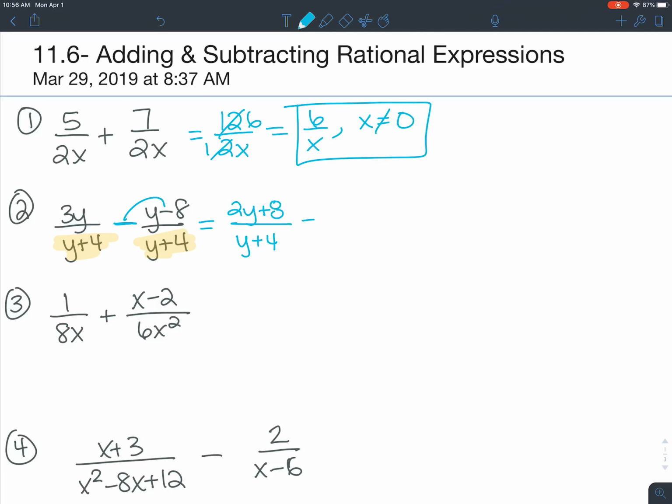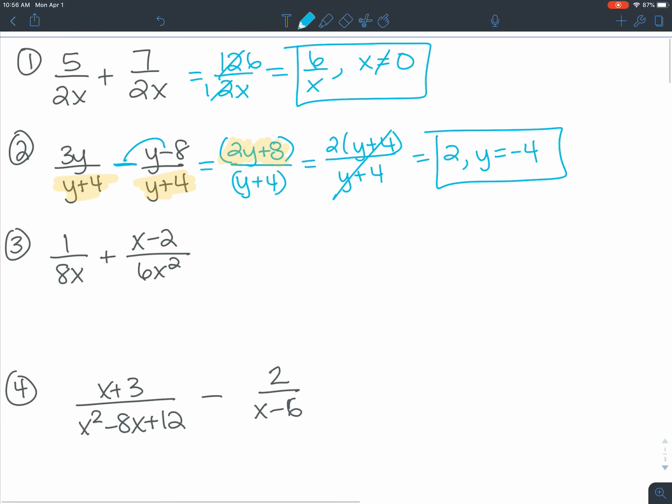I want to look to see if I can simplify, but I have to remind myself these are polynomials, so I can't simplify them unless they are identical. But this top one has a common factor of 2, so I can factor that out. And now I have polynomials that are identical, so this one actually reduces just to 2. I'm still going to state that y can't be negative 4. There's no more variable in this one, but it's always good to look at our excluded values.